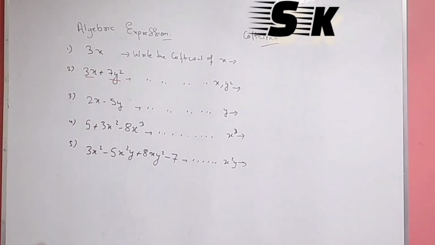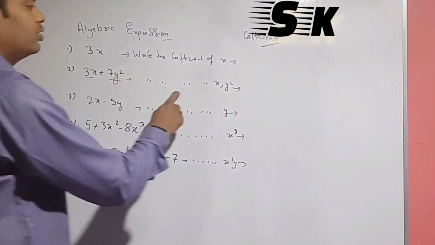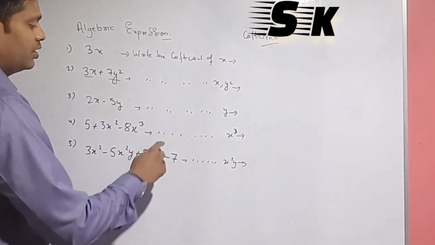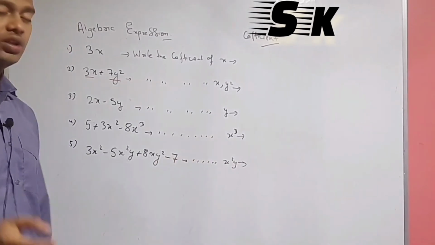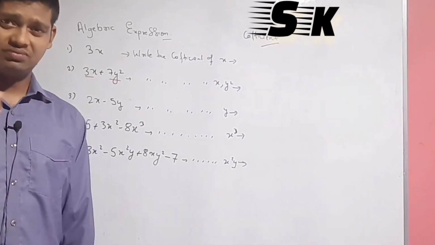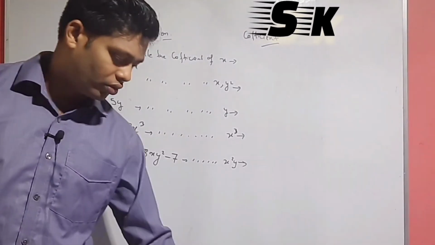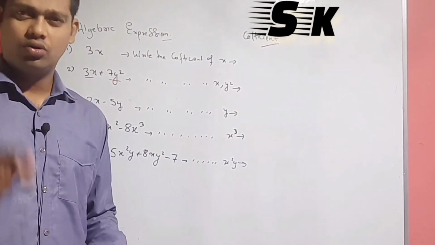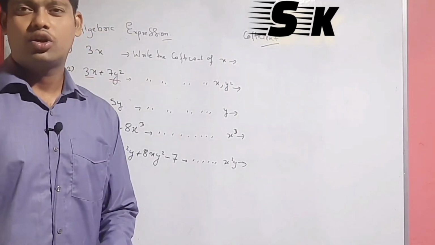Okay, this is your next question. This is an expression, and they are saying write the coefficient of x. Write the coefficient of x, then y square, then only y, then x cube, then x square y. Now what is meant by coefficient? Coefficient means the numerical value. In your book it will be written that the numerical part including the sign is termed as coefficient.